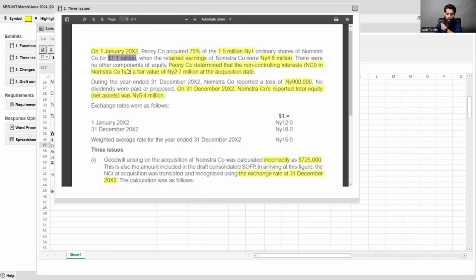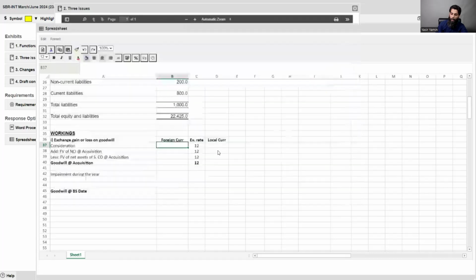Now, this consideration is not provided in NI, it has been provided in local currency, the dollars. Now, I need this local currency to be converted into the foreign currency, which is NI. How do I convert it? Do I multiply or do I divide? Any idea? This is a common query in everyone's mind.